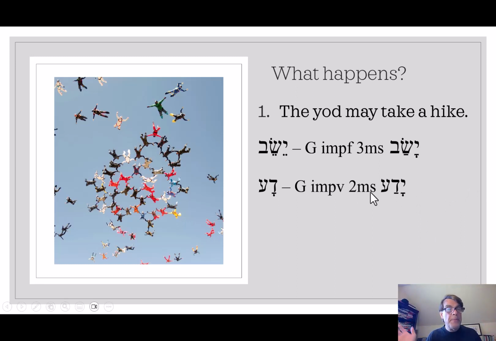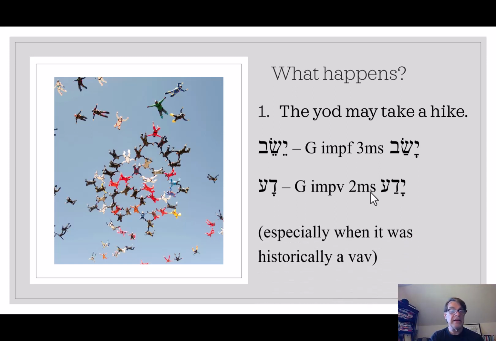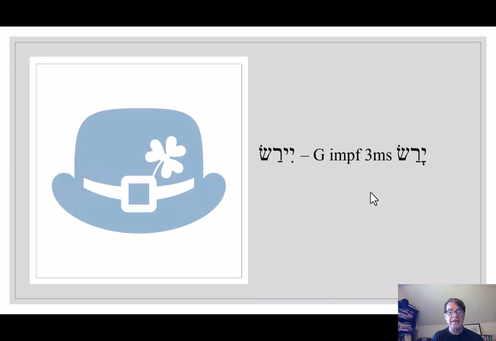So be prepared. I don't expect you to memorize all of this, although you can if you have an infinite number of brain cells, brain space. I don't know how it works. It's not in the cells, but again, not important. So sometimes the yod takes a hike. Be prepared. And again, this happens especially when it historically was a first vav. Okay, so the yod may take a hike.